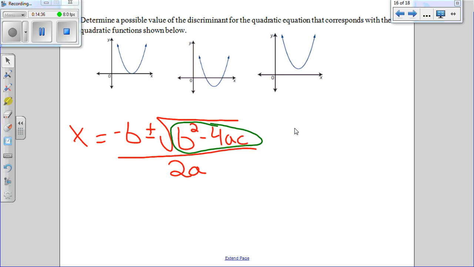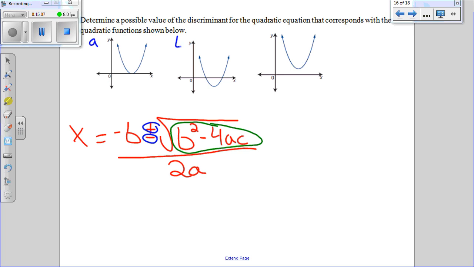If your discriminant was any other number, anything above 0, you're always going to get 2 answers. Because you have the positive version with the plus symbol, and then you would have the negative version, the minus. So that's how the discriminant works. And we can look at it pictorially as well with graphs. So if we're looking at this question, it says determine a possible value of the discriminant. I'm going to label these A, B, and C.